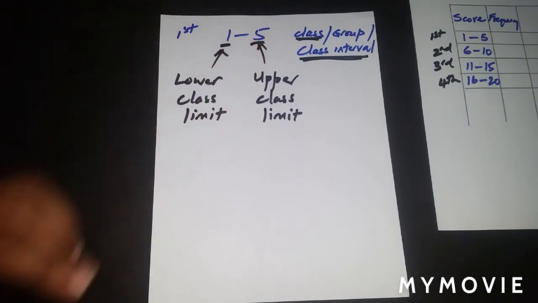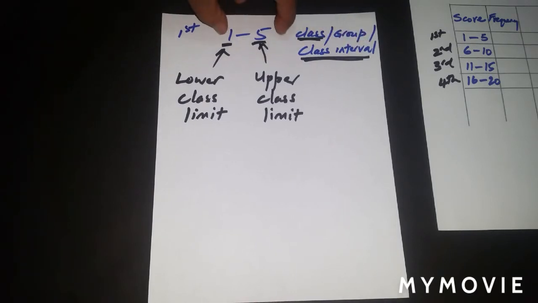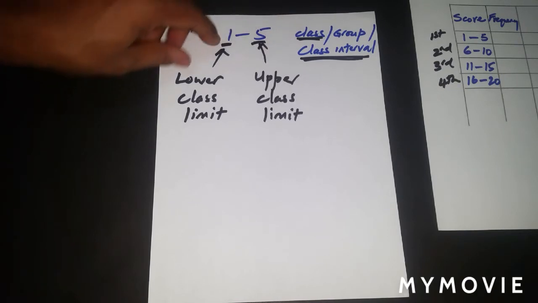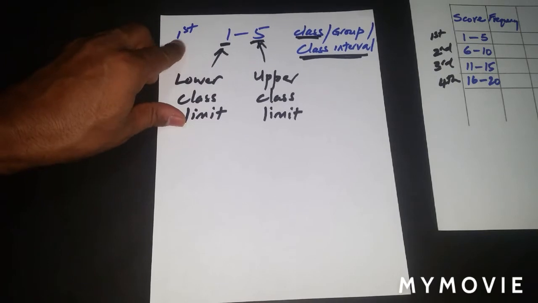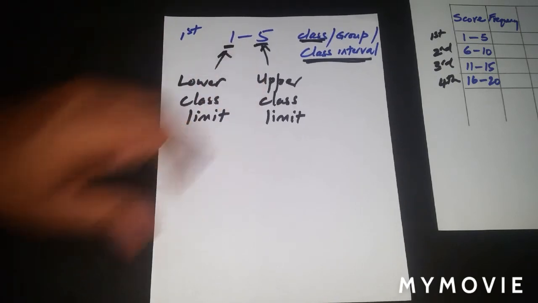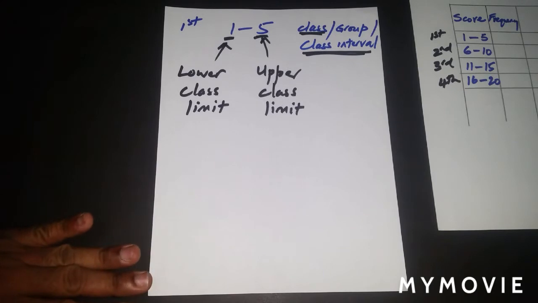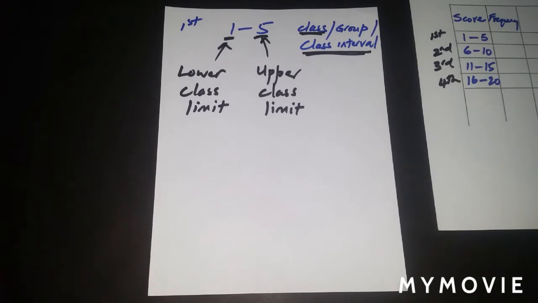All right. So far we've discussed class, group, class interval, where this is a class, also called a group, also called a class interval. Each class or group or class interval has limits. We're talking about the first class. This 1 here would be the lower class limit, and this 5 here would be the upper class limit as it relates to the first class. Okay? All right, so we have that out of the way.